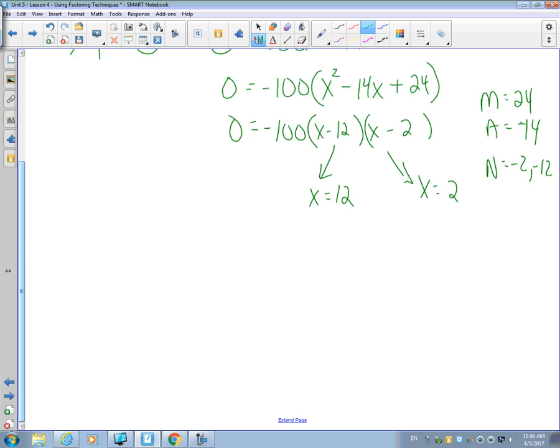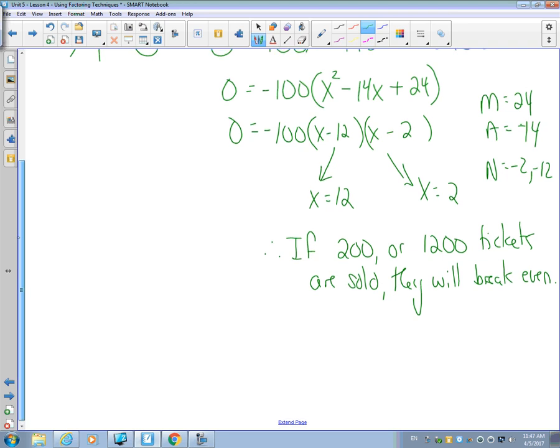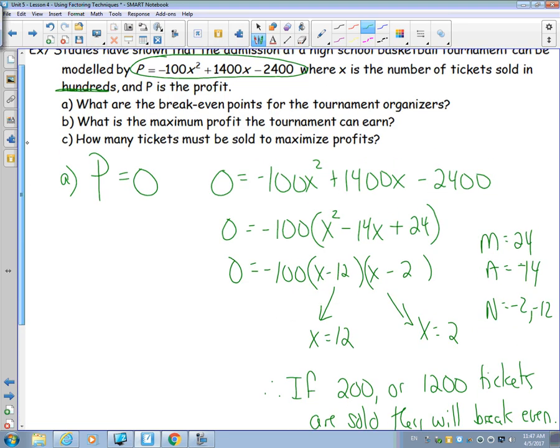So if 200 or 1,200 tickets are sold, they will break even. So their costs will be equal to their revenue. The amount of money going in and the amount of money going out balance each other out. They aren't profiting yet, they're just breaking even.